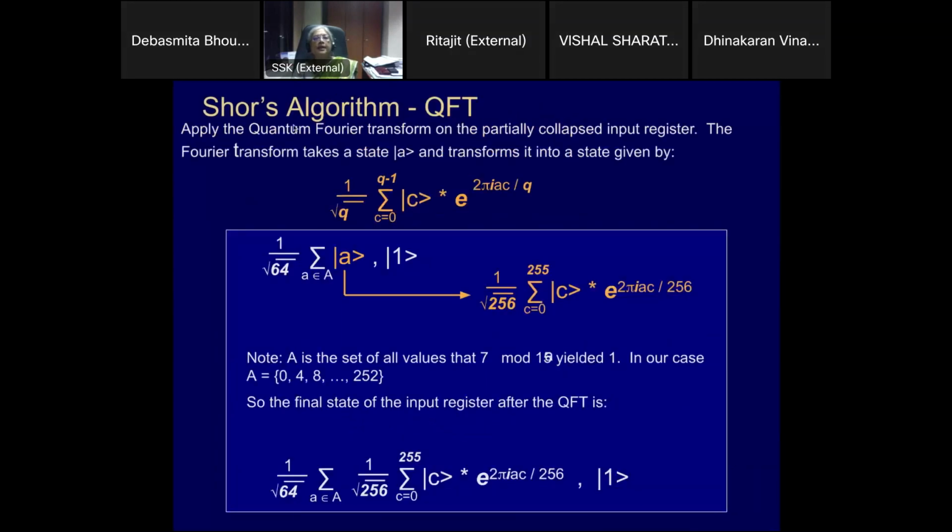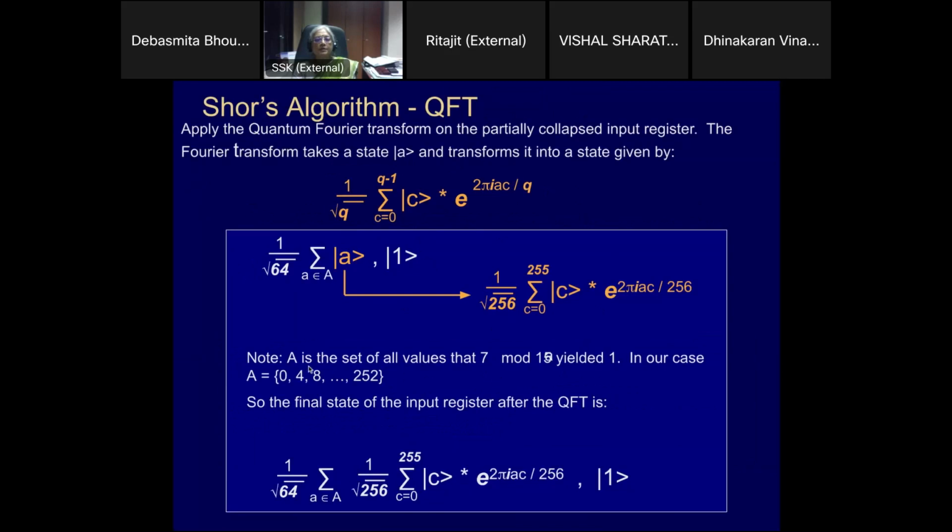And this is where the actual quantum operation takes place, which is the quantum Fourier transform on the partially collapsed input register. It takes a state A and transforms it into a state like this. Okay, so in this case, in the running example, this will collapse to something like this.